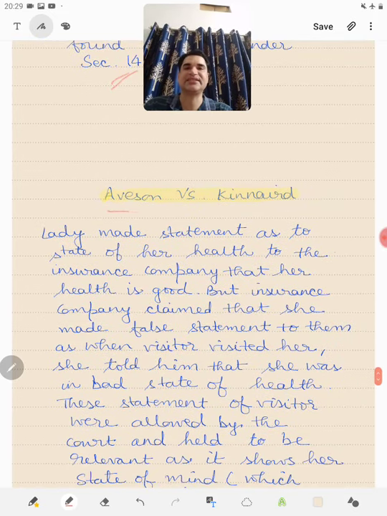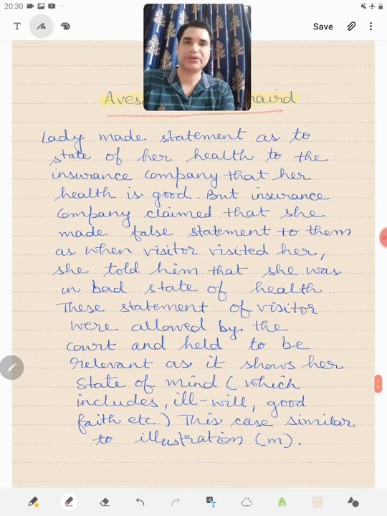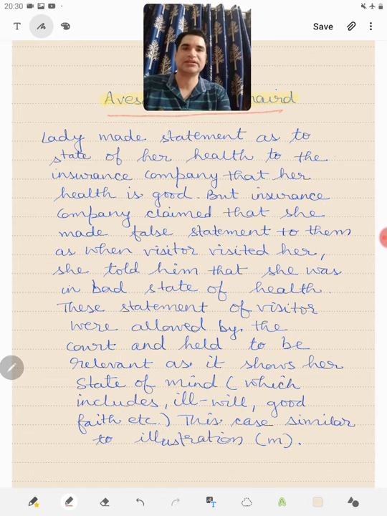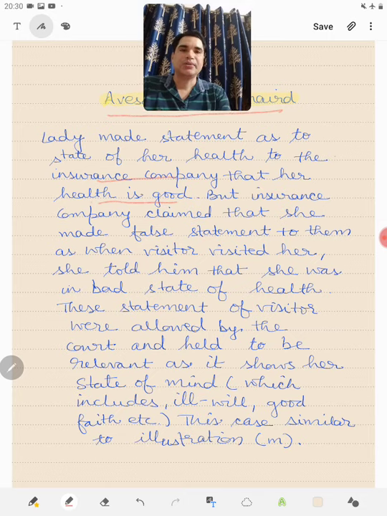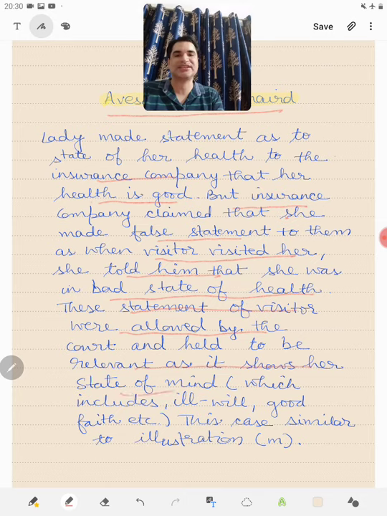Similarly, in Avison versus Kinnard, a lady made a statement. A lady wanted insurance, and she made a statement to the insurance company that she is of good health. But the insurance company said that the statement she made was false because when visitors visited her, she told them that she was in a bad state of health. These statements of the visitors were allowed by the court and held to be relevant as it shows her state of mind. This case is similar to illustration M.